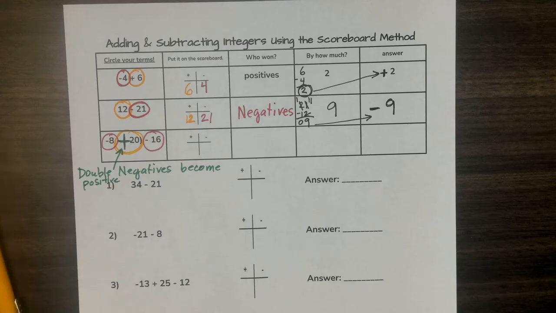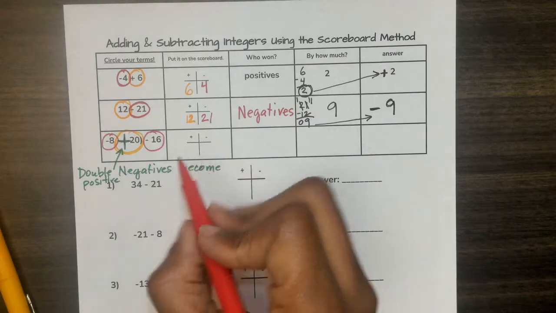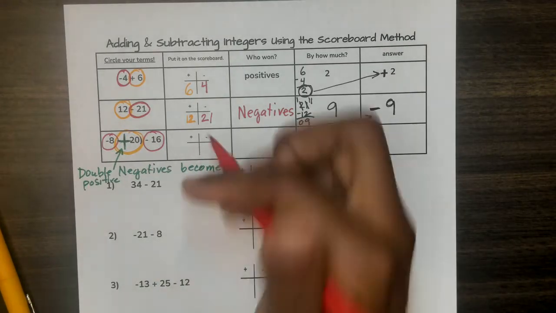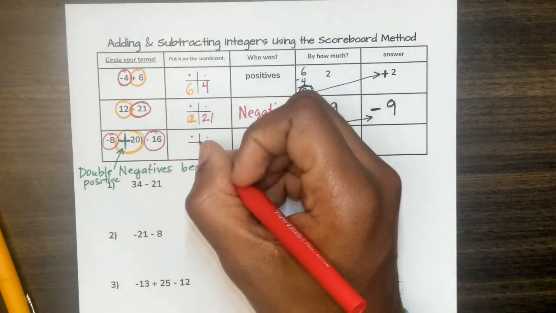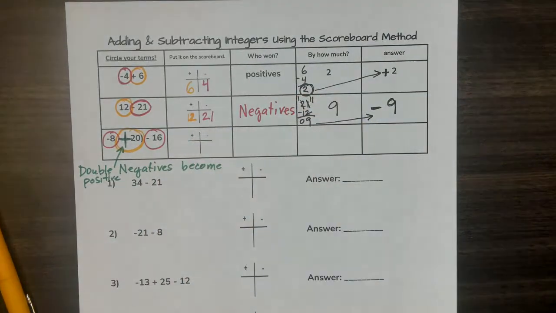Now, let's go ahead and fill out our scoreboard now that we have our terms circled. On our negative team, we have a 16 and an 8.